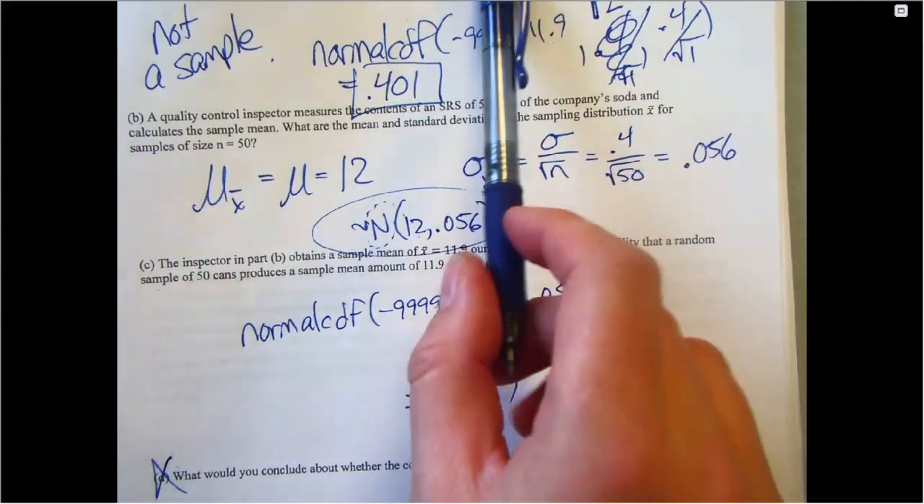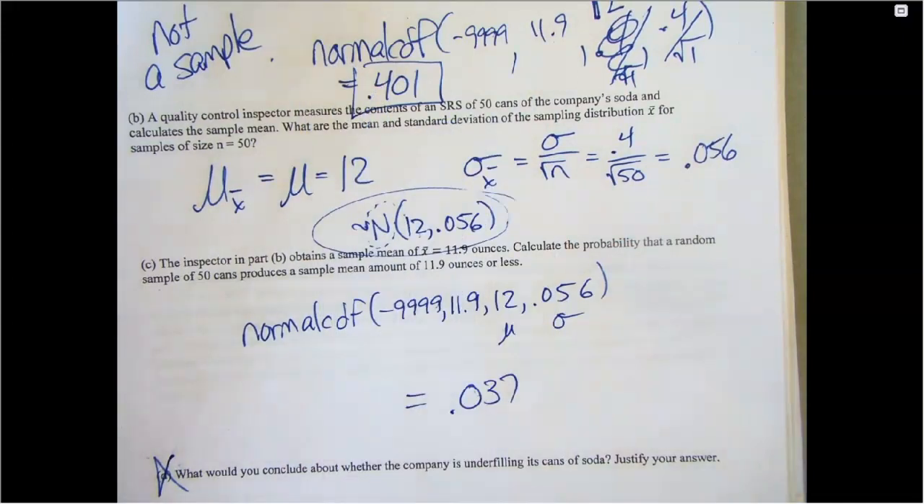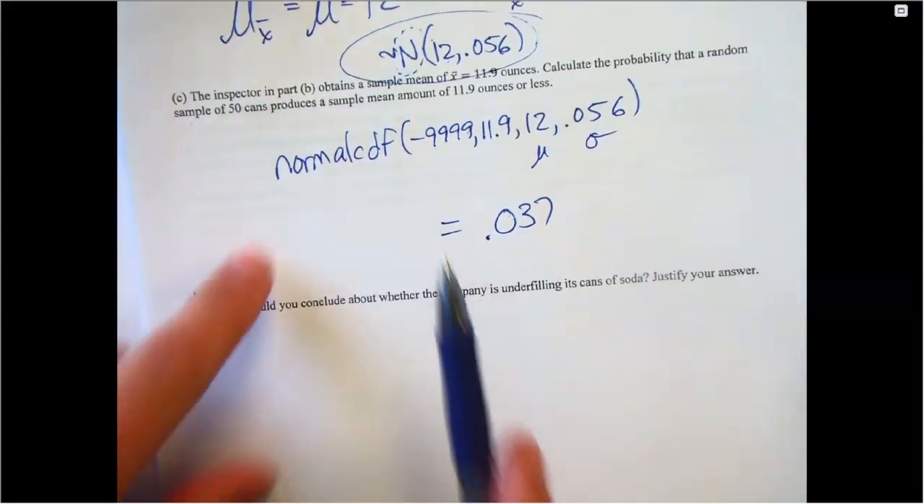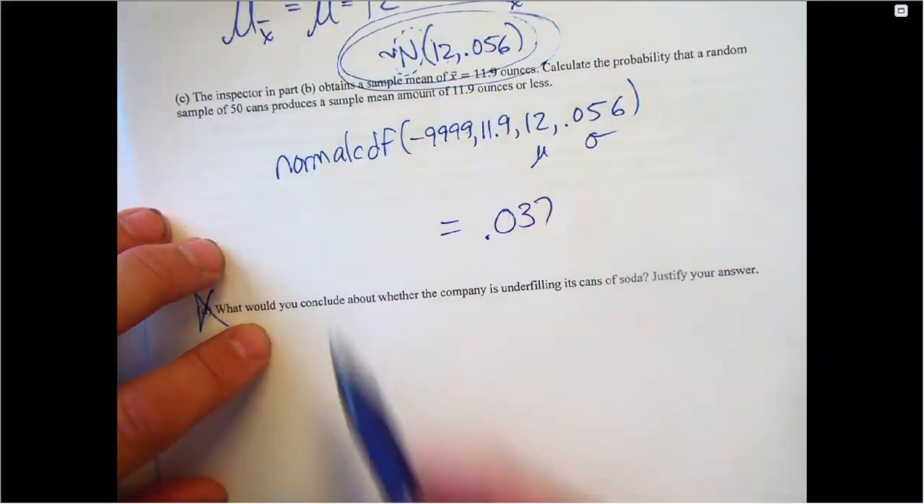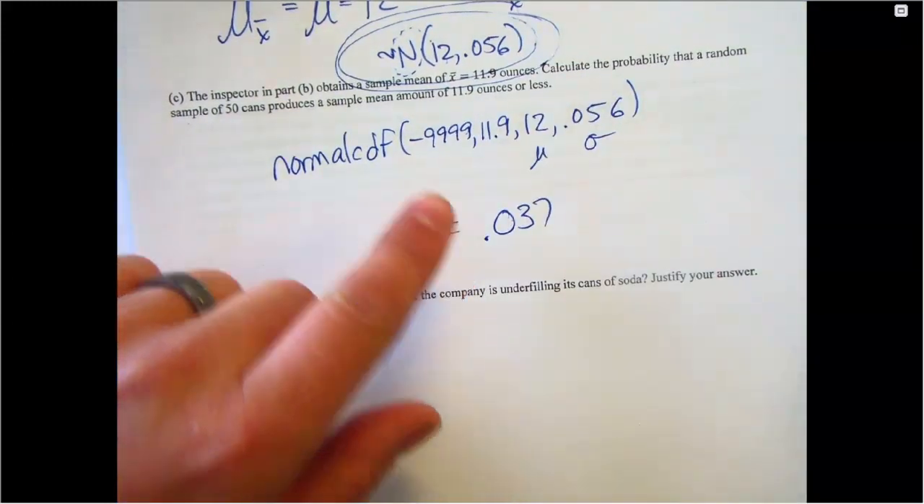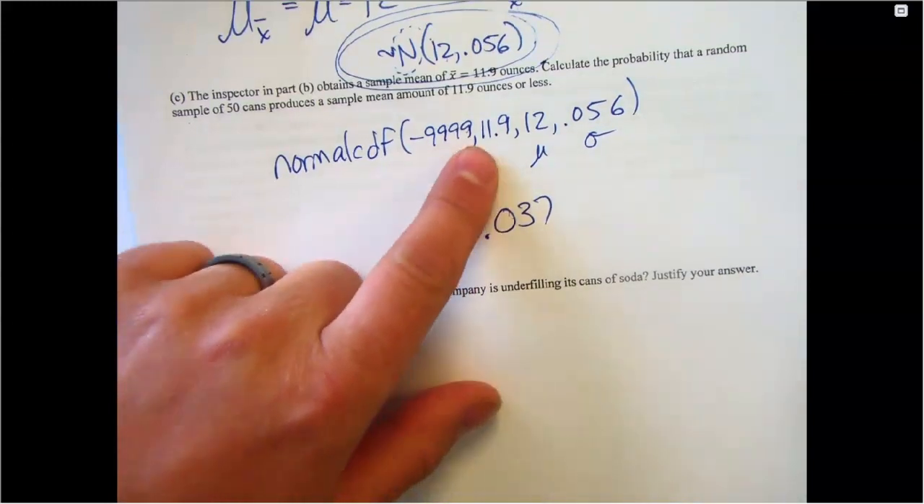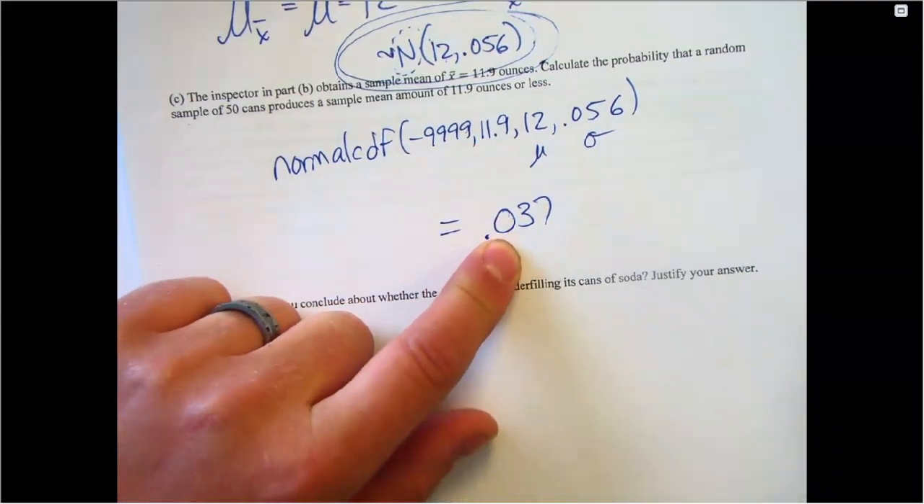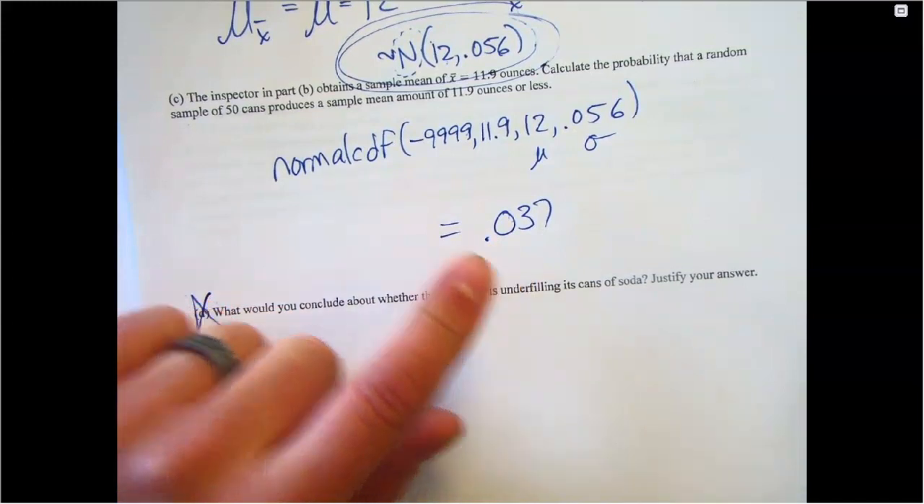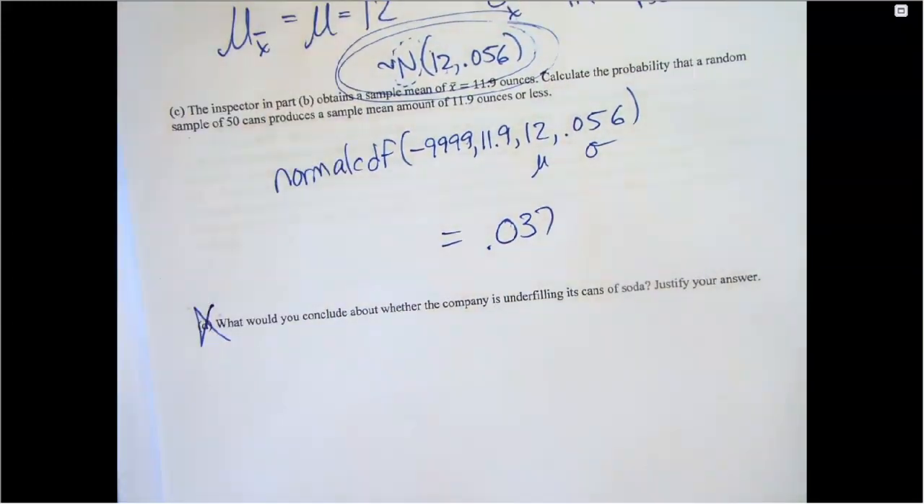So I took 50 soft drink cans. I'm assuming that's less than 10% of all the pop cans that they make. And then in part C, I'm just doing my calculation. Once I have that, they're asking what's the probability we're 11.9 or less, and it's much smaller. I don't want to get into that yet.